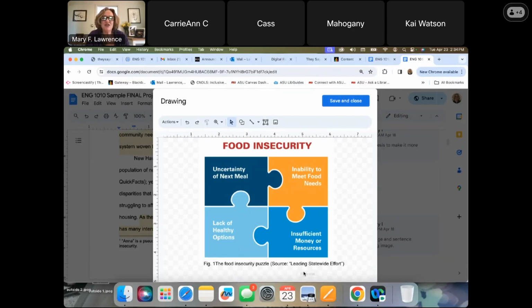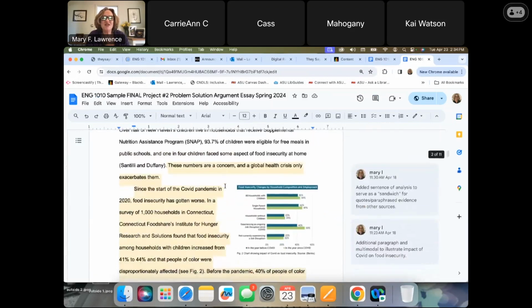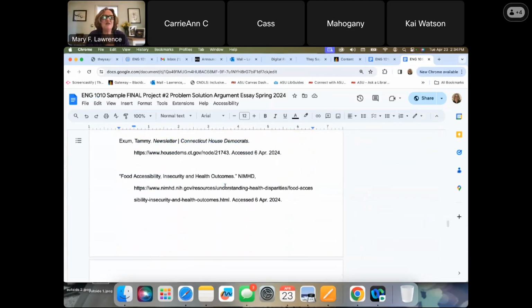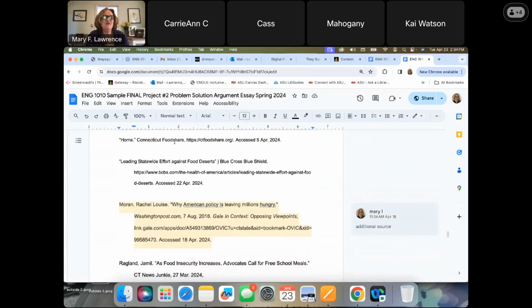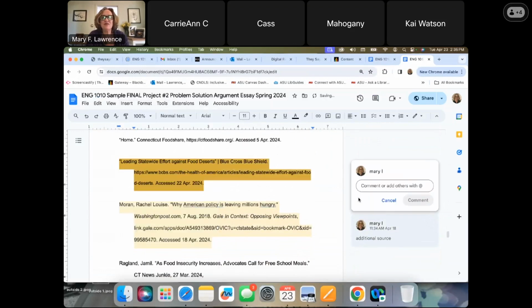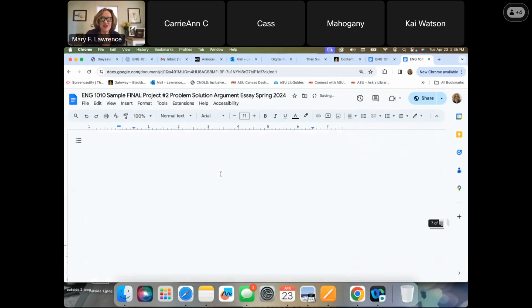And then I'll show you. So the source says leading statewide effort. So then you will also need to put that source on your works cited page. And this was new. So I would say additional source, so that I added. So that's the source for that image.